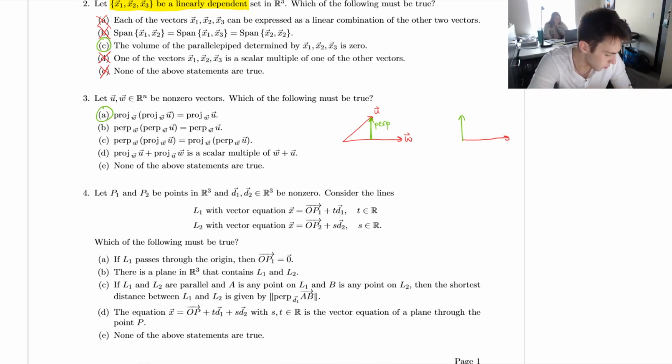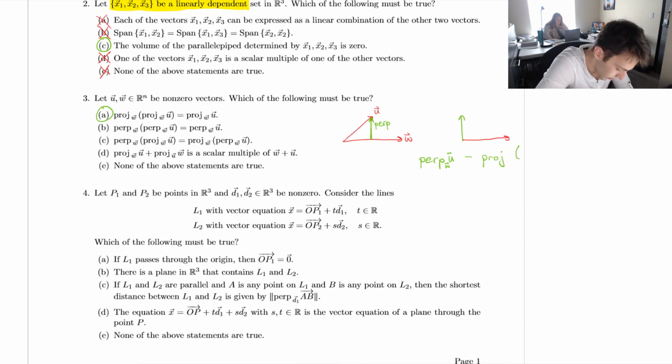So let's remind ourselves, what is this perp? This, or like the left-hand side, the perp of the perp. So we know that it'll be the vector that we're taking the perp of, which in this case is the green one. So let's write that out. We've got the perp of U on W, and that's minus the projection of that same vector onto W. So the first one would be the perp of U on W onto W.